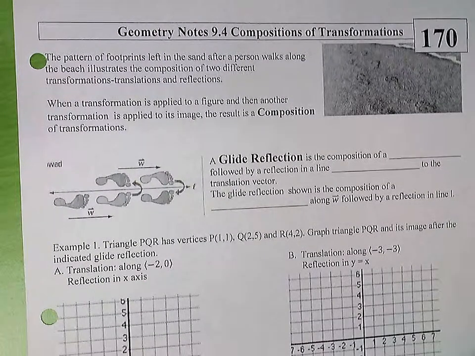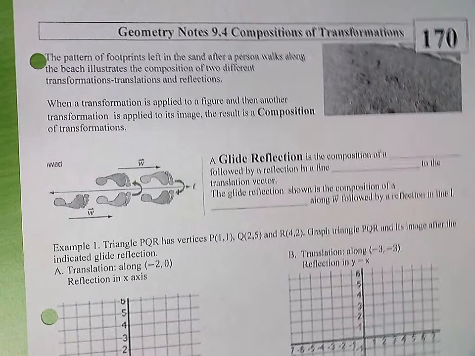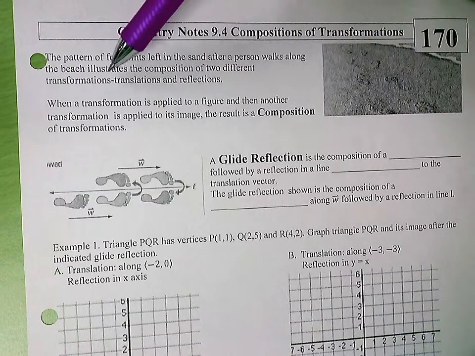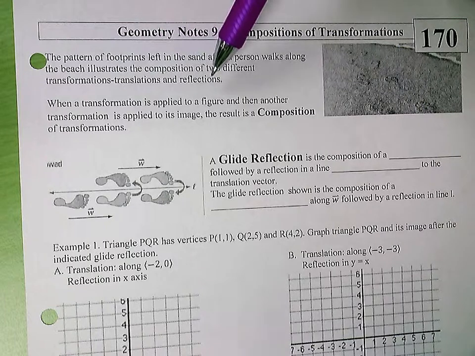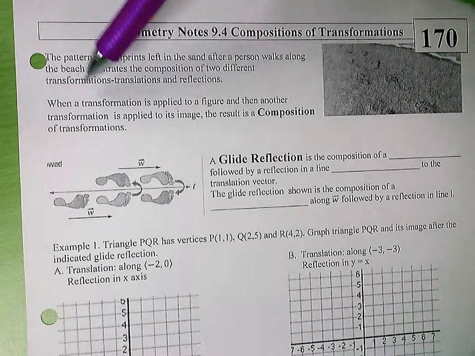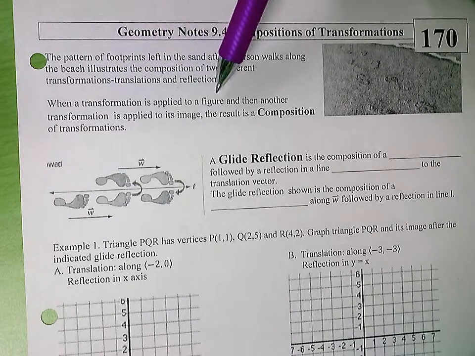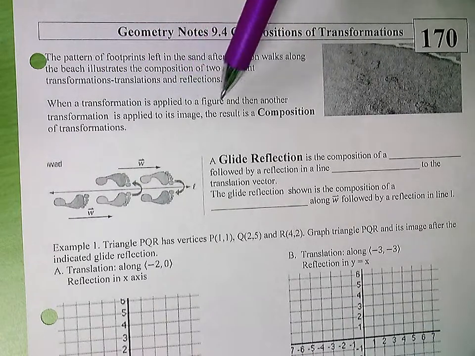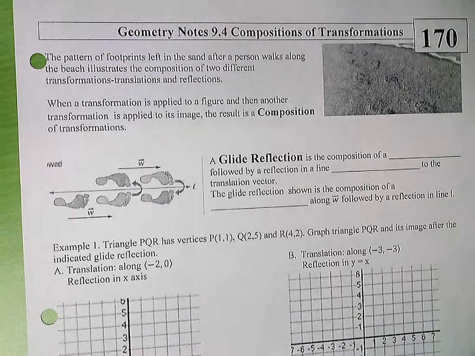9.4. It's a composition of transformations. So we're doing multiple transformations at once. The pattern of footprints left in the sand after a person walks along a beach illustrates the composition of two different transformations, translations and reflections. When a transformation is applied to a figure and then another transformation is applied to its image, the result is a composition of transformations.